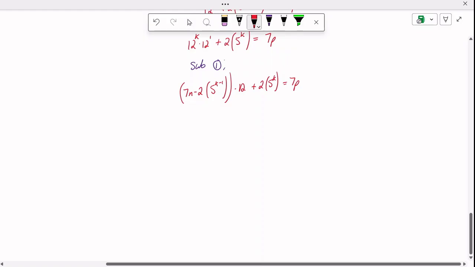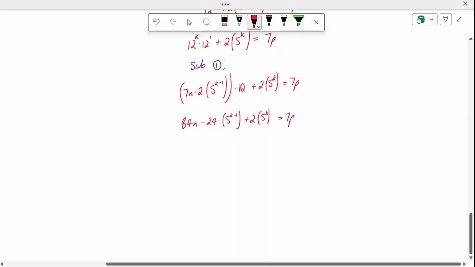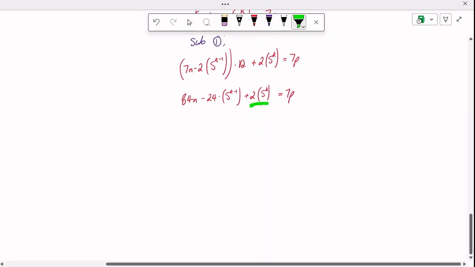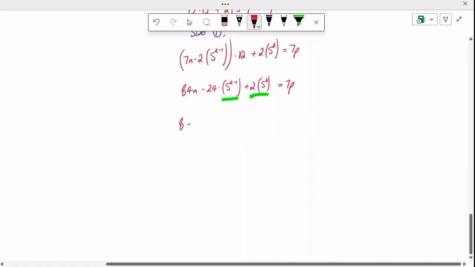So I'm going to distribute this 12 first of all. 12 times 7n is going to be 84n. Take 24 times 5 to the k minus 1 plus 2 times 5 to the k equals 7p. Now I want to somehow combine these terms together, so I need to make them look exactly the same. There's a few ways you can think about this. Probably the easiest one is I'm going to express my 5 to the k minus 1 like this.